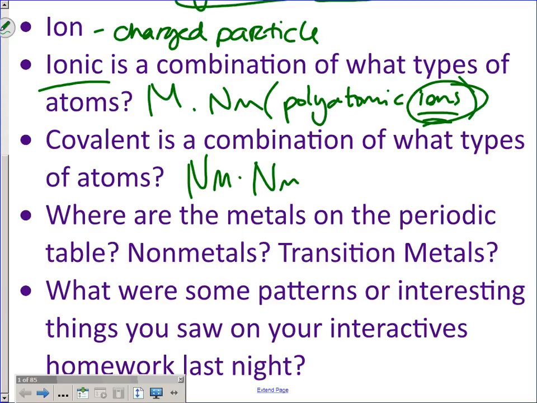On your blue periodic table, doesn't it have a darkened line, like on the zigzag right there? Okay, what's that line called? Or what's it supposed to indicate? The metalloid line. So there's supposed to be metalloids on that diagonal.